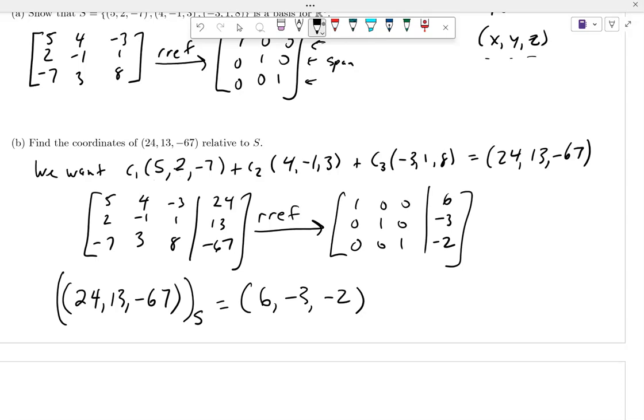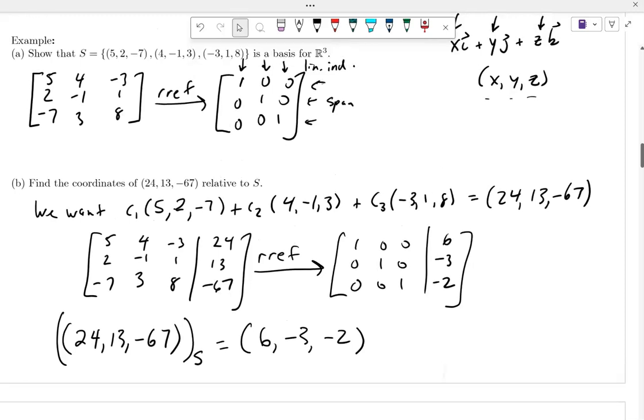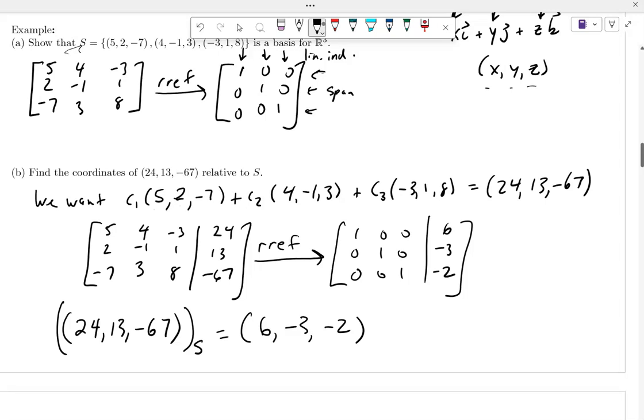Now, it's important that we have what's referred to as an ordered basis. This is the coordinates relative to this basis in that order, right? So this tells me I'm taking 6 times the first one, -3 times the second one, -2 times the third one to get the vector that we're talking about. But again, your answers here are going to be what your coordinates are. What questions do you have?